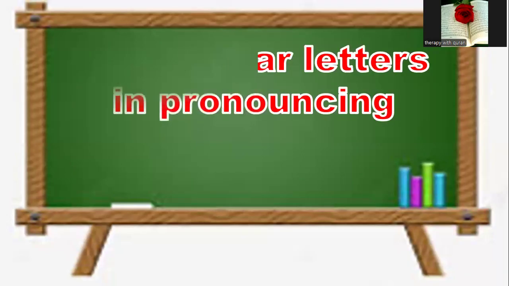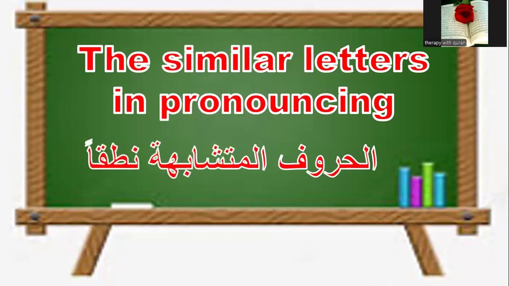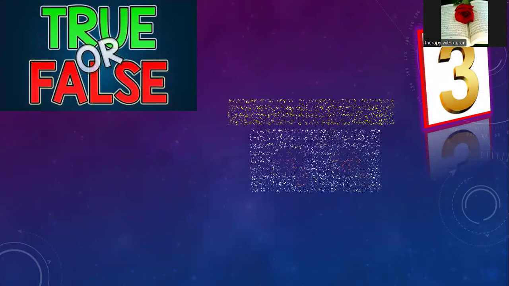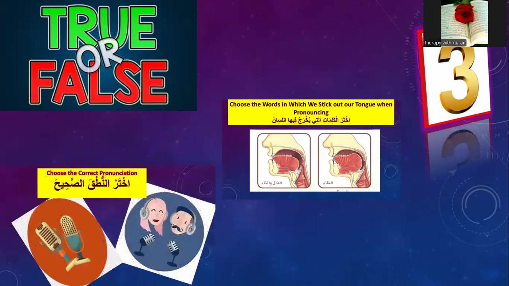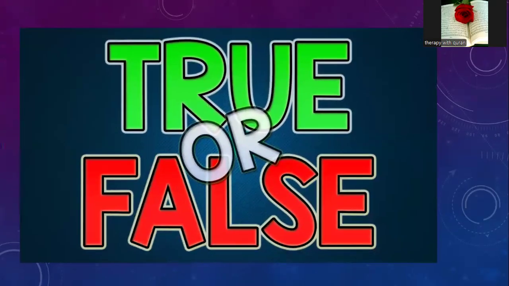Let's start with the similar letters in pronouncing. I will ask you three questions. Number one, true or false? Number two, choose the words in which we stick out our tongue when pronouncing. Number three, choose the correct pronunciation. Let's start with number one, true or false.